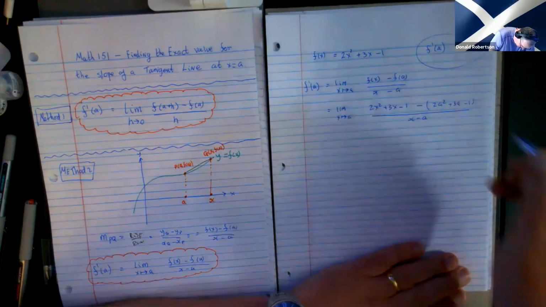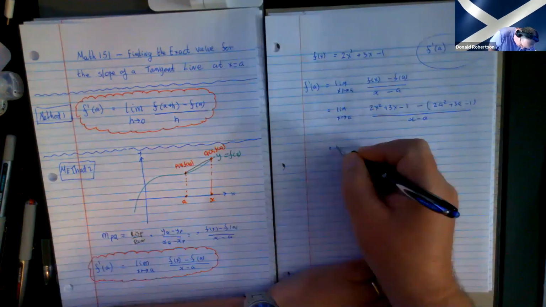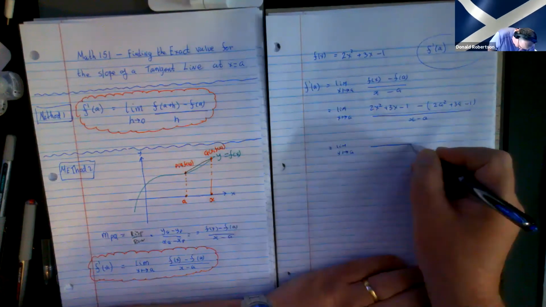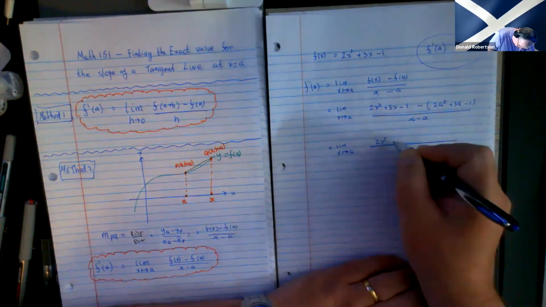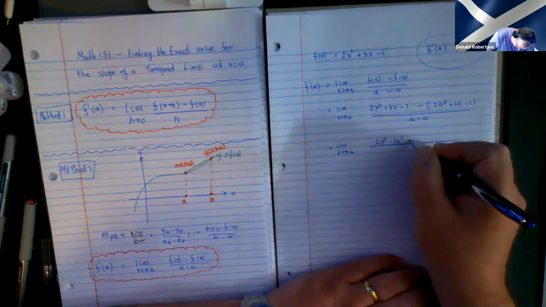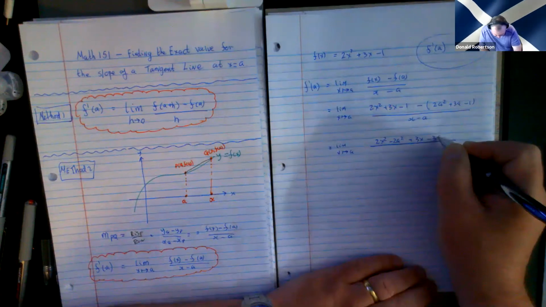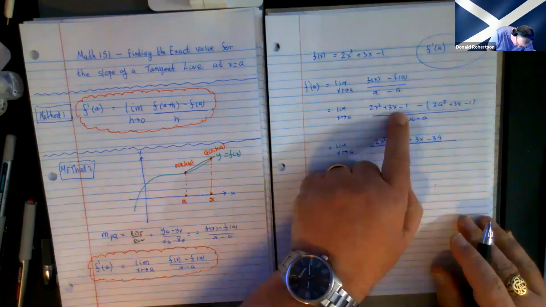And this is going to be the limit as x tends to a of 2x squared take away 2a squared plus 3x take away 3a. And won't that minus 1 kill off this one? So that's all we've got left.